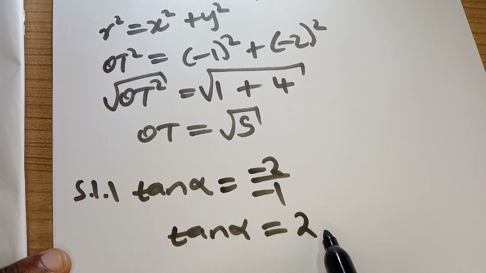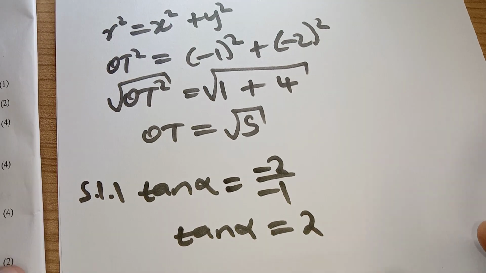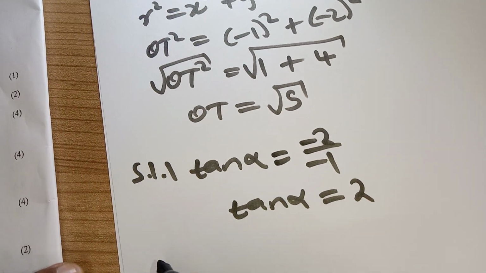Then tan is positive in the third quadrant. Yes, it should give us a positive because the arm is in the third quadrant, okay? Then we are having 5.1.2.